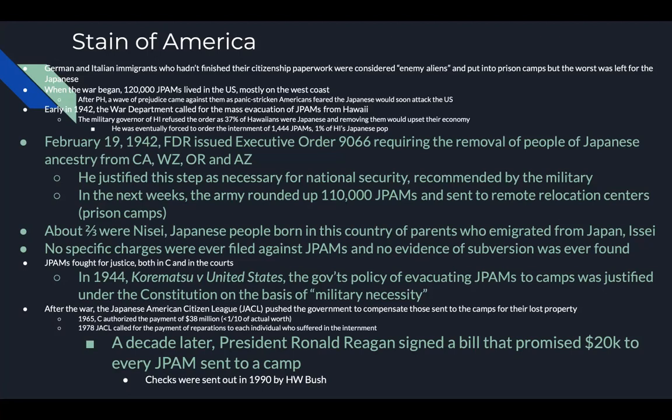So a decade later, Ronald Reagan actually signed the bill into law and promised $20,000 to every Japanese American sent to the camp.